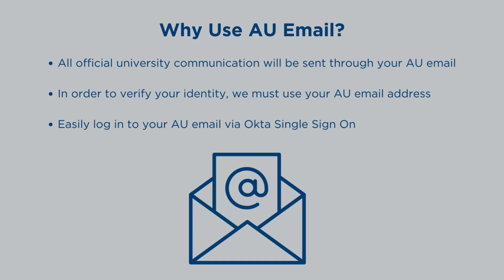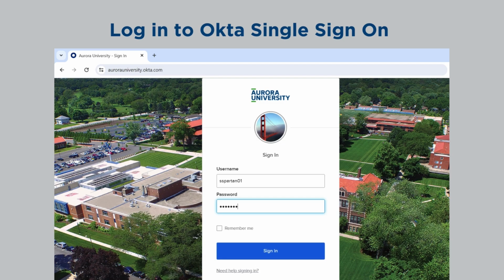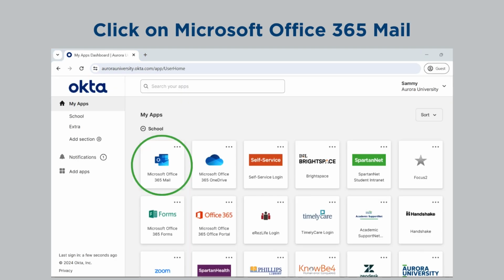But it's easy to sign in to your AU email account using our Okta single sign-on system. Start by accessing aurorauniversity.okta.com and entering your login credentials. If you need assistance logging in, please contact the Information Technology Services Help Desk at 630-844-5790 or itshelp@aurora.edu.